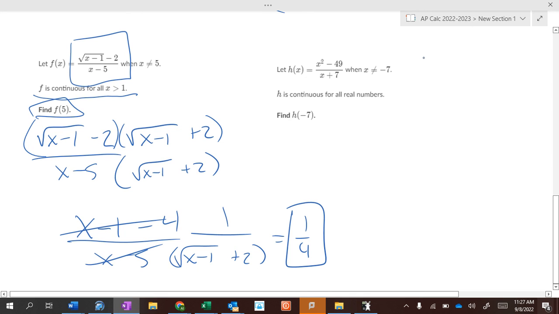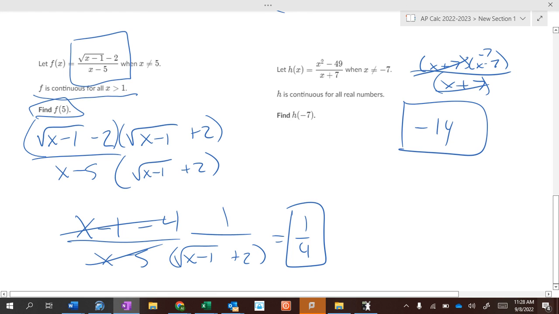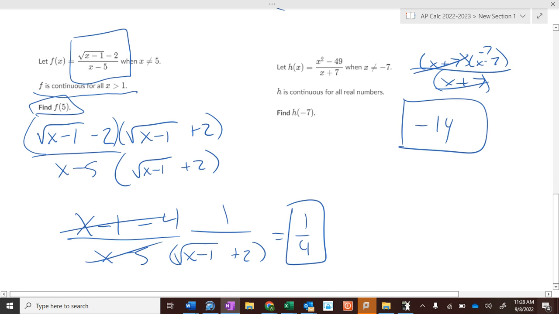Here, x plus 7, x minus 7 over x plus 7. Those cancel. Put in a -7 here. You get -14. We can handle that, right? Yes. All right, so that's how you're working with continuity.